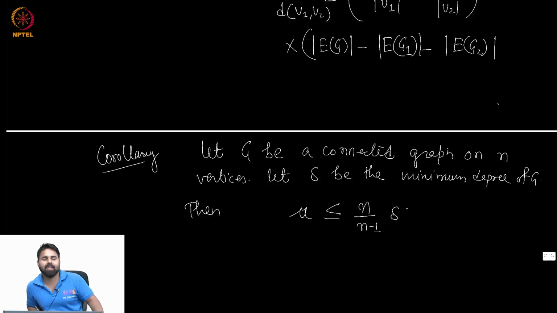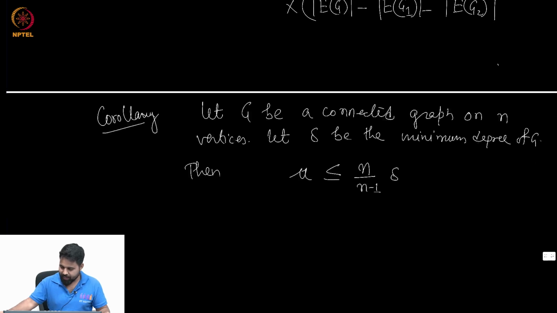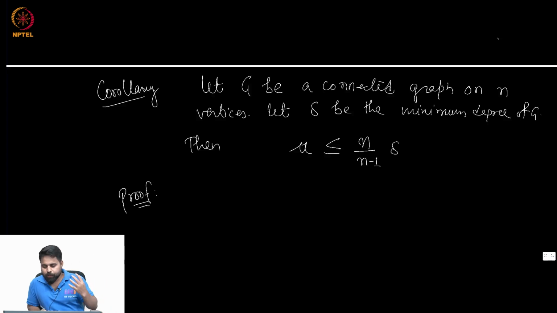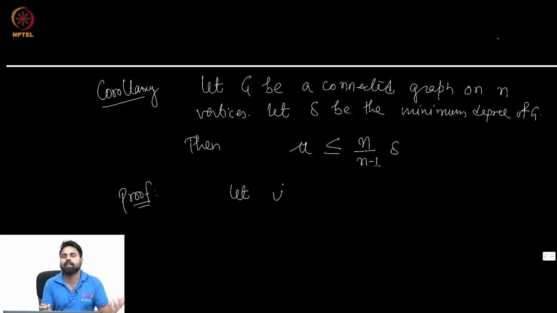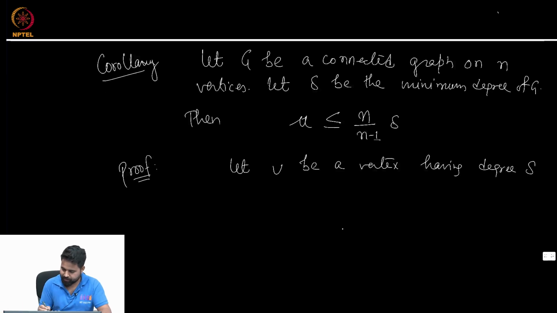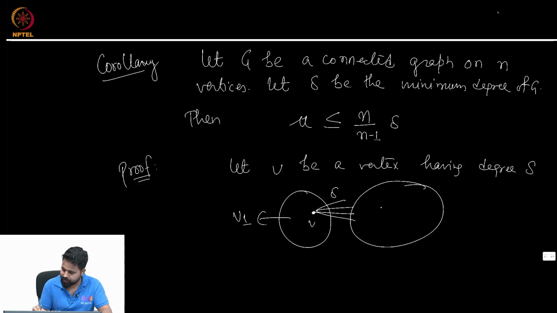So how to prove this very simple looking inequality? Let us prove it. Let V be a vertex having degree delta. Basically the situation will be like this: there is a vertex V, and there are delta edges going out of this. Suppose this is V1, and let us consider the rest of the vertices as V2.